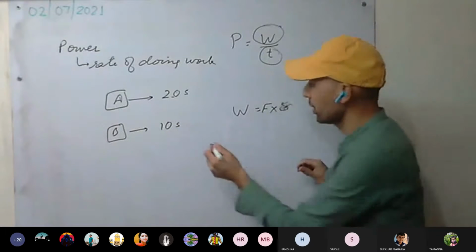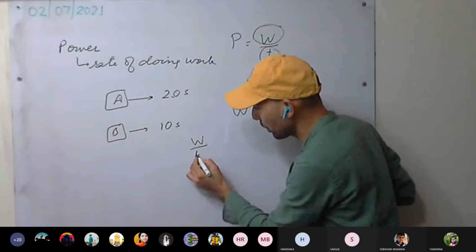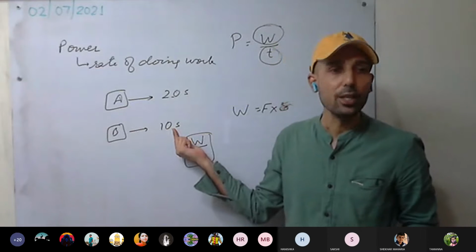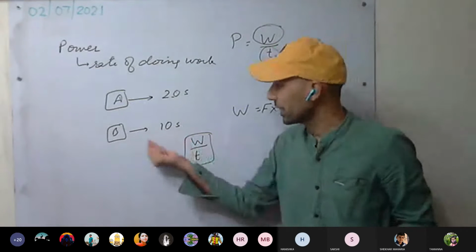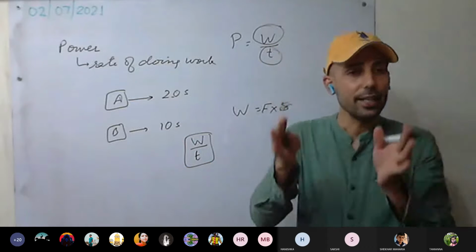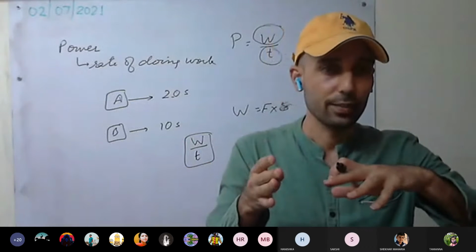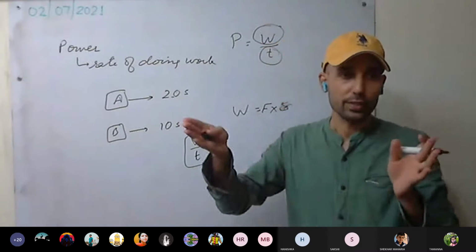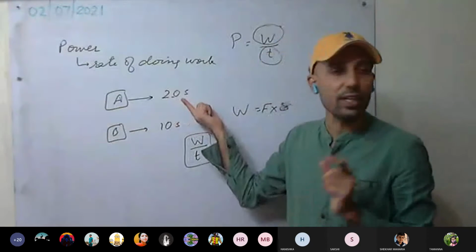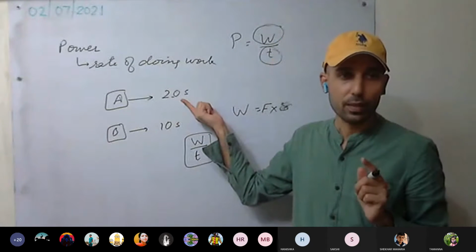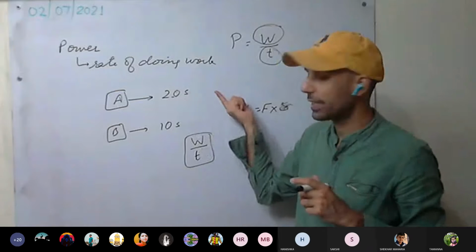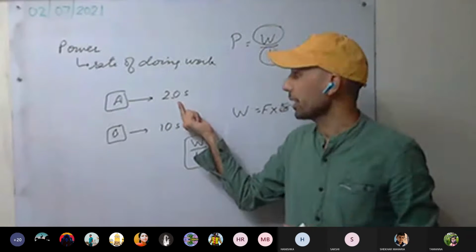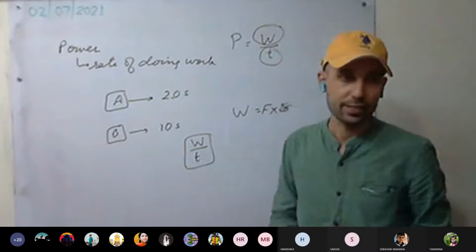Yes or no? How? See here, we are calculating work done per unit time. B has spent more power because B has completed the work in 10 seconds only, whereas A has taken 20 seconds. So in 10 seconds, A has done only half of the work, and in the next 10 seconds, he has done the other half. So power spent per second, A is spending less as compared to B.